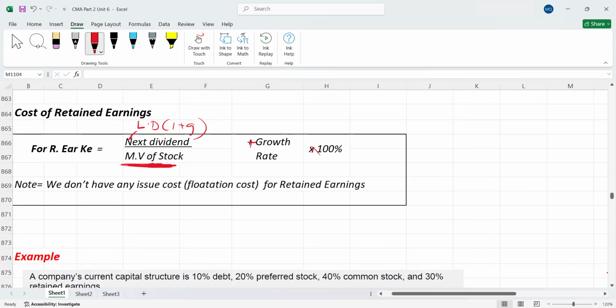Why are we taking only market value? Why don't we take net issue proceed? Because we don't have any issue cost, I mean flotation cost, for the retained earning.